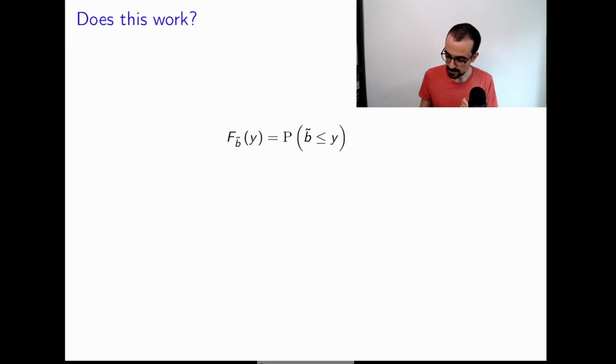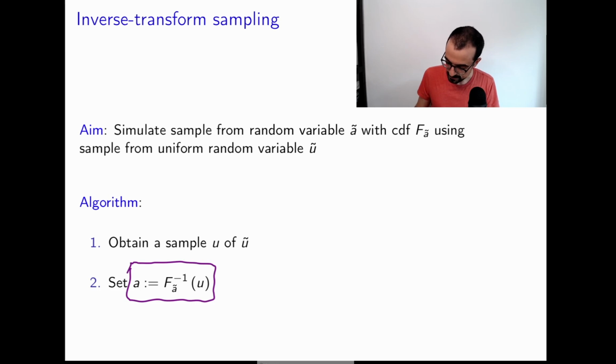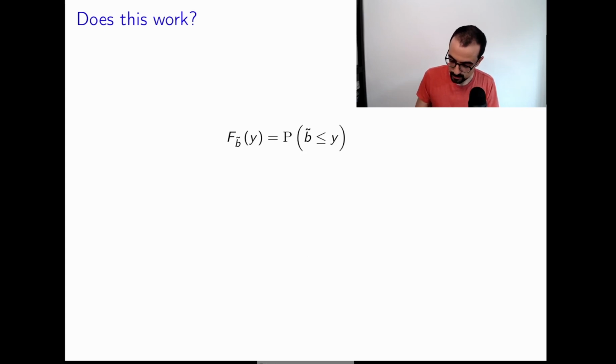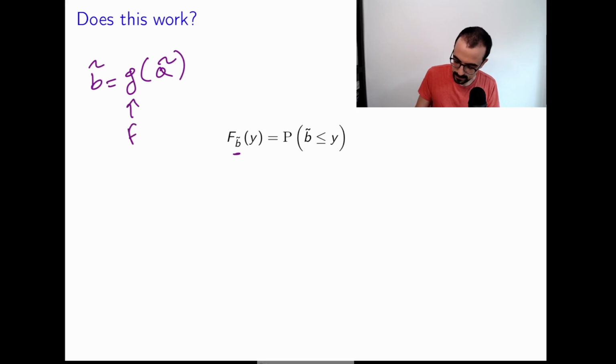We have a random variable that is of the form g of U. Actually, maybe let me erase that, because there I'm writing it in terms of the samples. Okay, so maybe I'll go here. We have a new random variable B that is equal to g of U, and g is the inverse CDF of A.